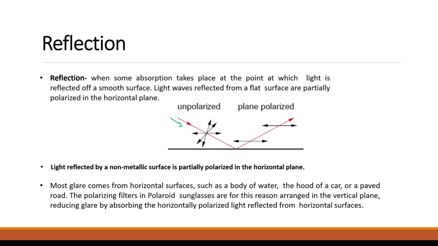And so if this glare is partially polarized in the horizontal direction, how do we counteract it? Well, we take a Polaroid filter and make it vertically oriented, in the vertical plane, in order to absorb most of the polarized light in the horizontal direction. And so that's the case with Polaroid sunglasses, that they can absorb all this horizontally polarized light reflected from these horizontal surfaces, and we don't have as much glare from surfaces like bodies of water reflecting and such.